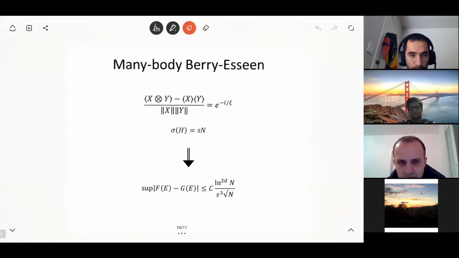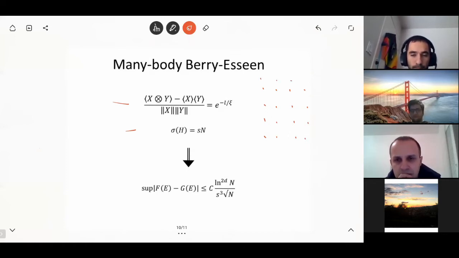Okay, so let's see what has been known so far about this quantity. What has been known is called the many-body Berry-Esseen theorem, and it holds under two assumptions. This is assumption number one, right? Imagine that you have a many-body system, which for simplicity I'm representing as a lattice, but it doesn't have to be a lattice. It doesn't even have to be regular for this theorem to hold.